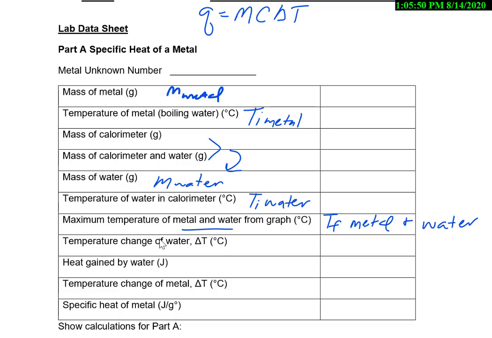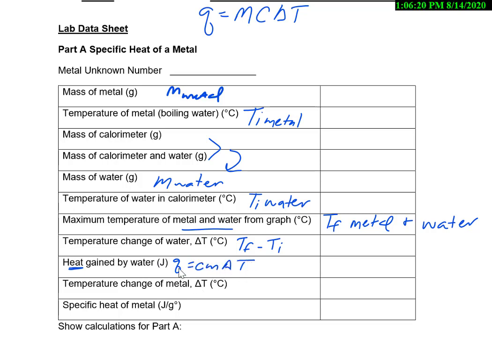So whenever you're looking for temperature change, you'll go find final minus initial. So for water specifically, this will be your final water, and your initial water was labeled right here. So you use those two values to get to the temperature change. Heat gained by water. Anytime you see that word heat, that's meaning that we're trying to find Q.